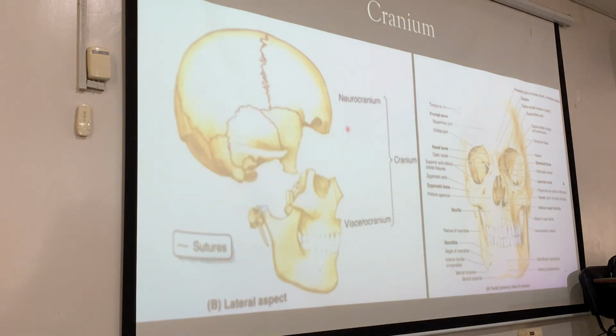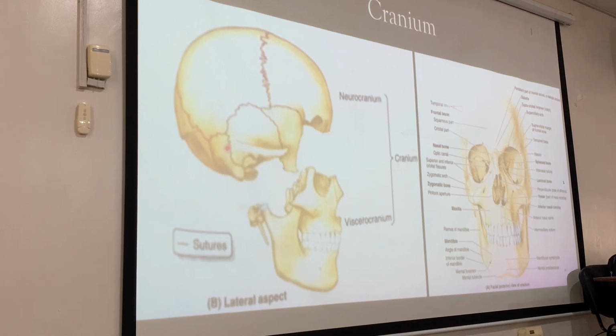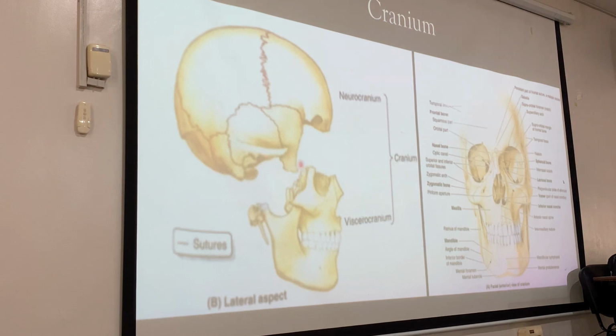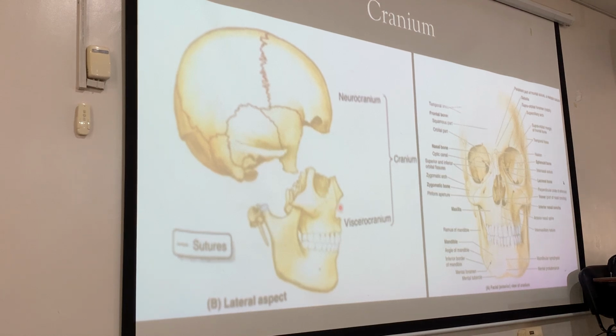This is a skull side view. This is an illustration from Moore, from our book. The neurocranium is separated from the viscerocranium. Again, the neurocranium contains the brain and the internal ears, the inner ears, while the viscerocranium provides the orbits, the nasal cavity, and the alveolar processes that contain the teeth.